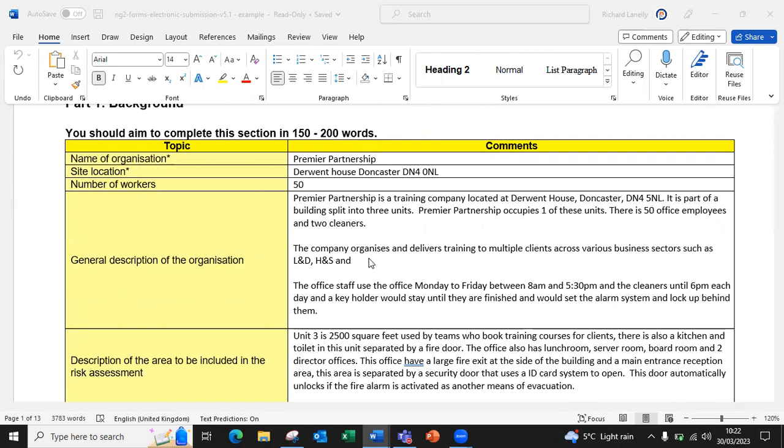The company organizes and delivers training to multiple clients across various business sectors such as L&D, health and safety, and as you can see, this is not complete. The office staff use the office Monday to Friday, 8 a.m. till 5:30, and the cleaners until 6 each day. A key holder would stay until they are finished and would set the alarm and lock up behind them. That pretty much explains in a nutshell what we do. That's probably the minimum that you should do there.